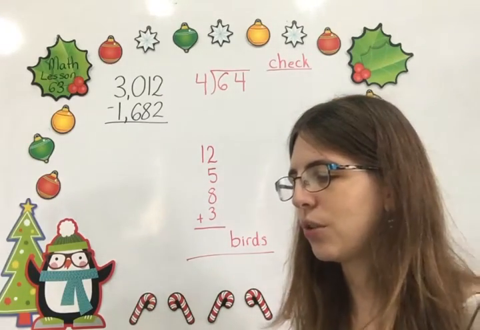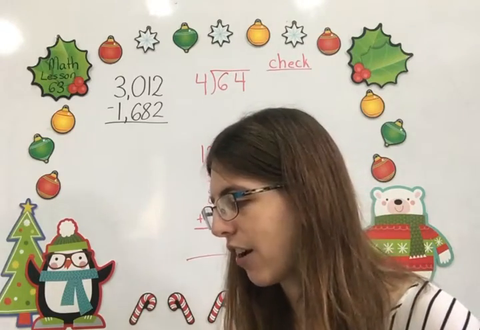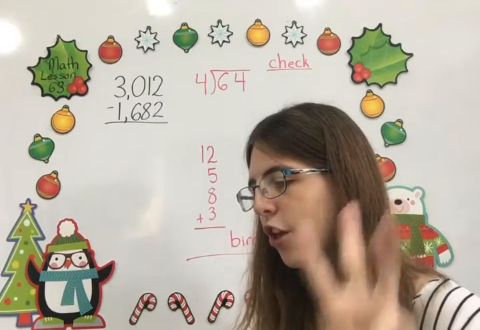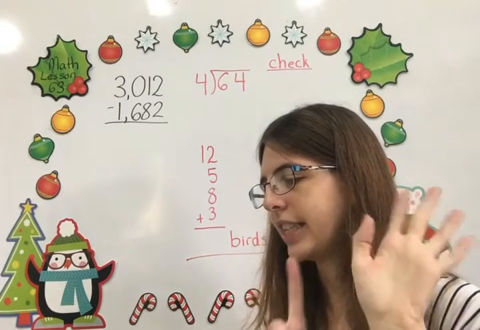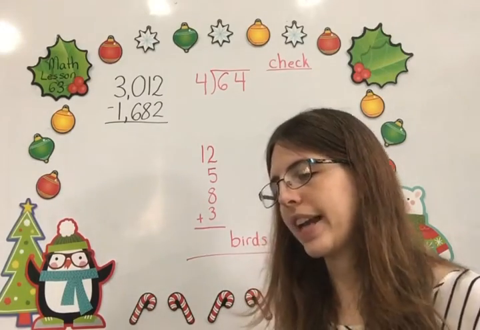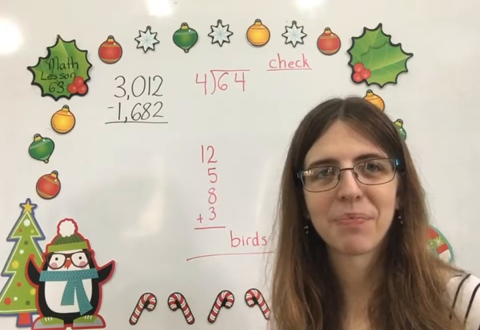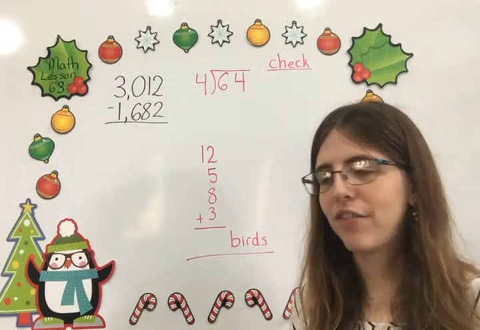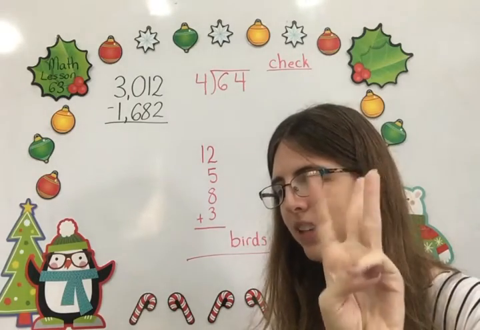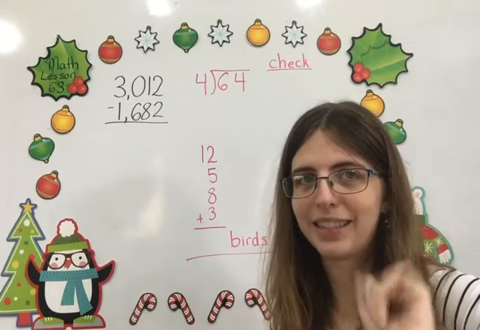All right, number 2, or letter B, I should say. Aubrey's mom packed a lunch for their hike on Saturday. There were 4 sandwiches, 3 bags of chips, 6 apples, and 6 cookies. How many food items were packed? So we're asking for how much food was there. Well, let's talk about what facts we know. We know that they had 4 sandwiches, 3 bags of chips, 6 apples, and 6 cookies.